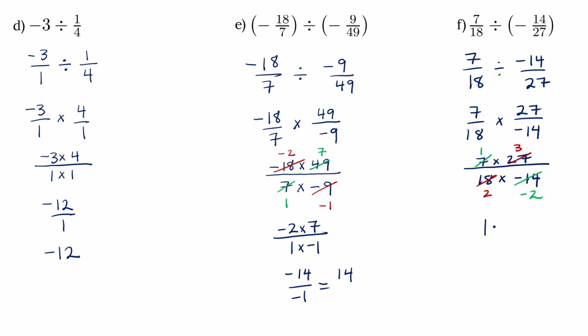So here we'd have 1 times 3, 2 times negative 2, which comes out to 3 over negative 4. So you could leave it like that, but you could also write it with that negative out front, which is probably the more common way that you would see it.